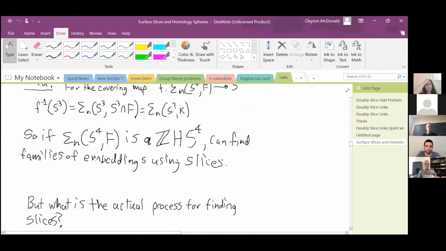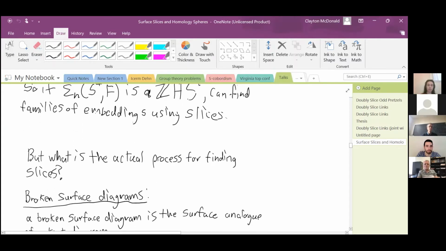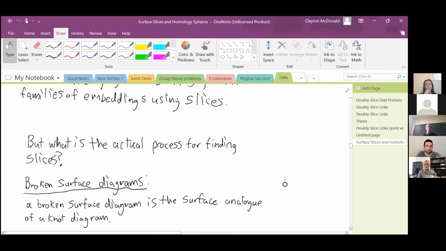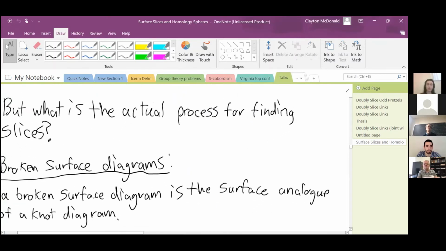But that's a nice thing to say in the abstract, like, oh, you just cut the surfaces. But how do you cut the surfaces? Literally what knots are you getting and how are you getting those knots? That's what we're going to talk about here. In order to do this, we're going to talk a little bit about broken surface diagrams.